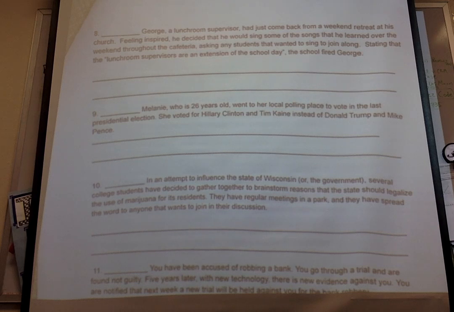So, was George in the right to be able to sing? Or was he violated? Violated or exercising his right to the amendment? So which one deals with the right to sing?